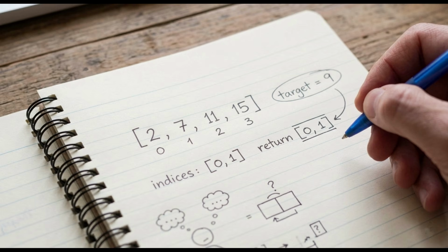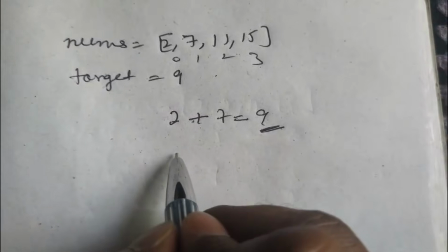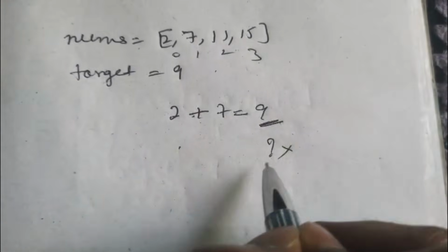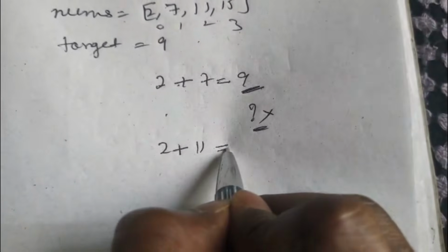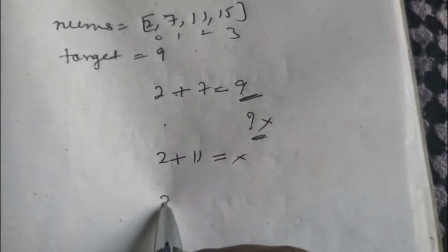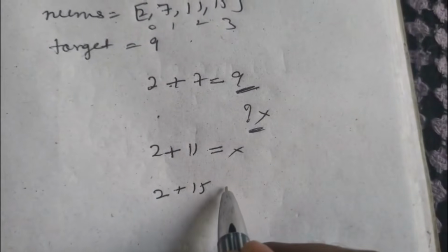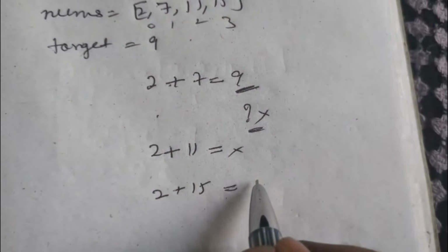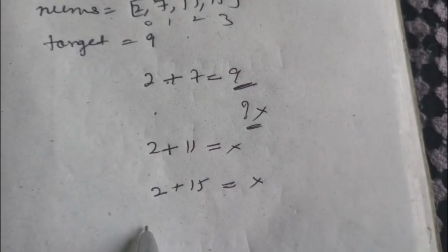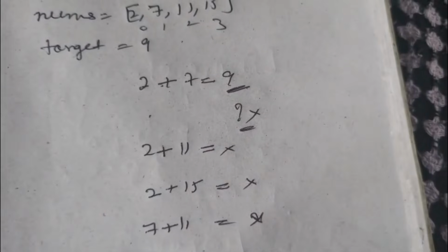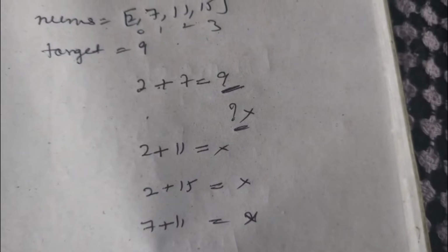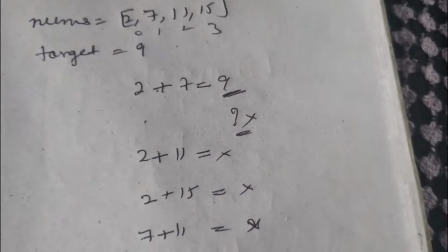Let me draw this. I am at index 0. The number is 2. Now my inner loop checks 2 plus 7 equals 9. We found it. But what if they don't match? I would check 2 plus 11 equals 13. No match. And 2 plus 15? No. And then I'll move to index 1, and I will check 7 plus 11, 7 plus 15, and so on. This is called brute force, two nested loops.